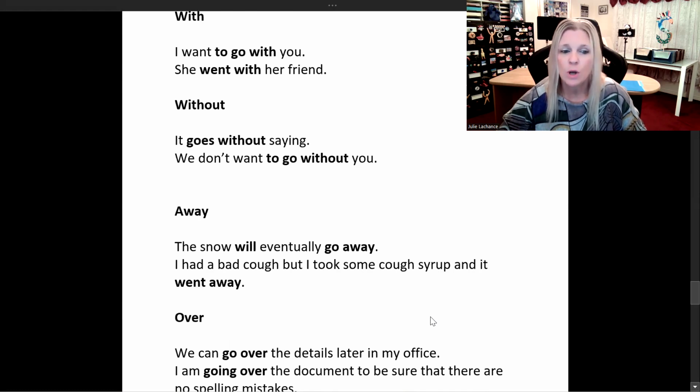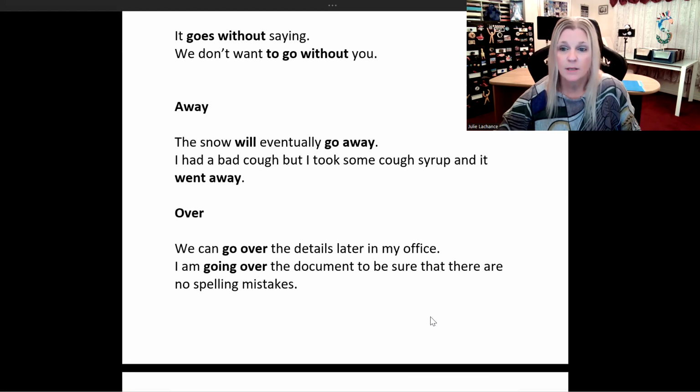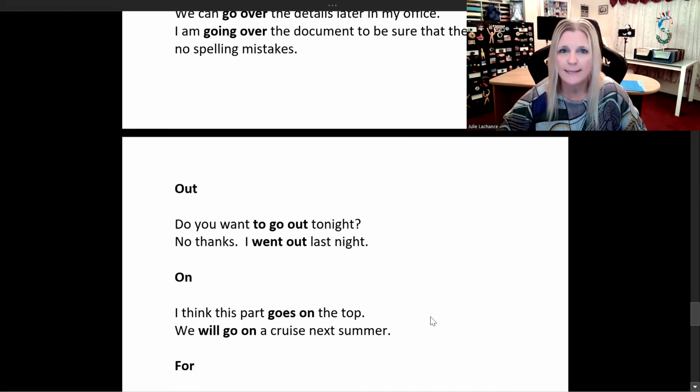Away. The snow will eventually go away. I had a bad cough, but I took some cough syrup and it went away. Over. We can go over the details later in my office. I am going over the document to be sure that there are no spelling mistakes. So going over the document just means reading it, checking it. Out. Do you want to go out tonight? No, thanks. I went out last night.